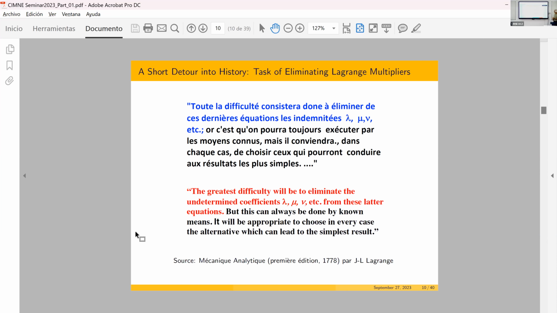So I said, let me challenge this and see whether I can actually overcome what he called the greatest difficulty. In French, it's even worse than greatest difficulty. Tout la difficulté. It means among all the difficulties, this is the most difficult. That's what the French says.